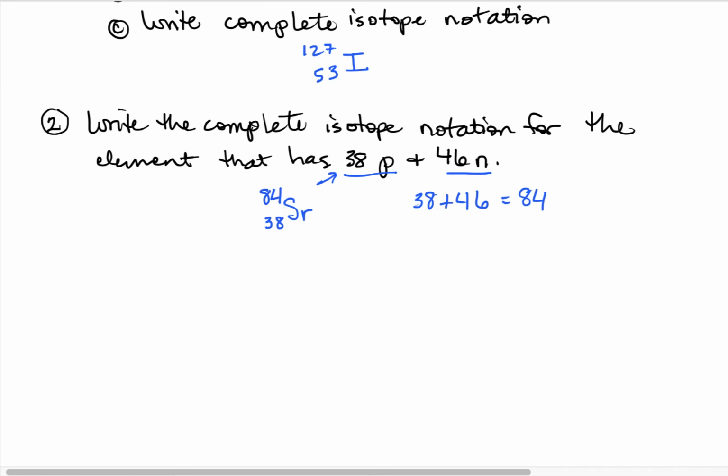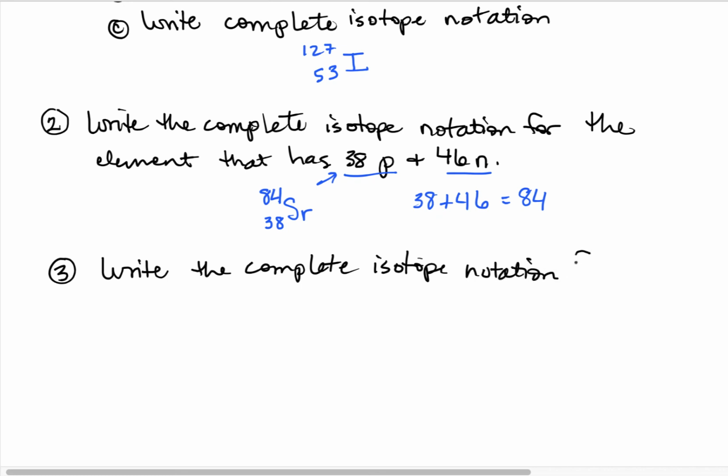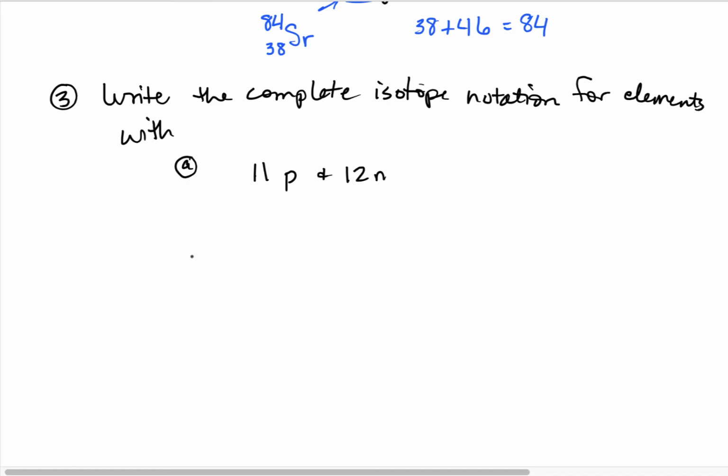Let's practice a couple more. Write the complete isotope notation for elements with 11 protons and 12 neutrons, and 18 protons and 18 neutrons. Pause the video and go track those down.